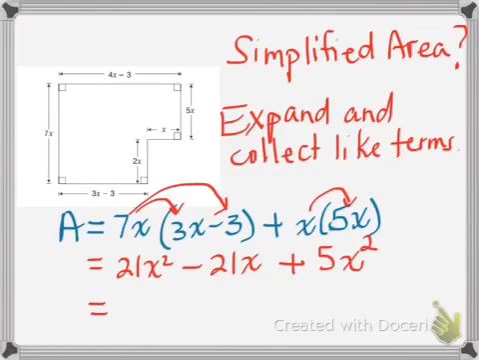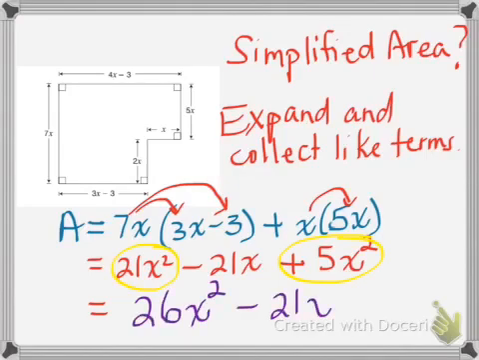Right now I see two like terms. If you have like terms, you are asked to collect the like terms by combining their coefficients. So the 21x squared and 5x squared are considered to be like terms. The final total area can be expressed as 26x squared minus 21x. And there you go. And that's the answer they would like to see.